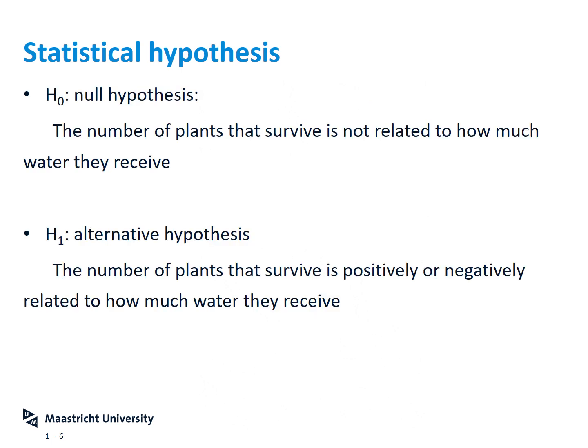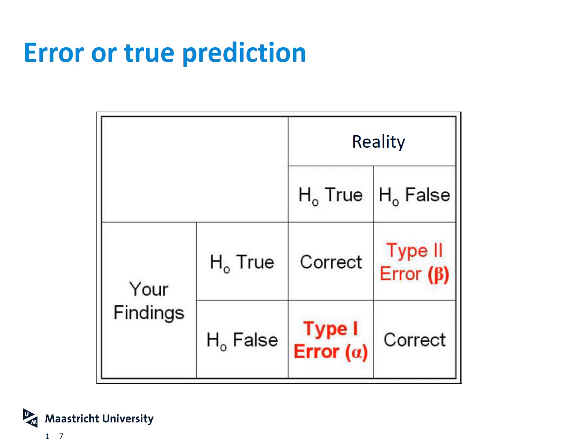Now, there are two possibilities. Either the null hypothesis holds and we say that the number of plants that survive is not related to how much water they receive, or we have an alternative hypothesis that states that the number of plants is correlated to the amount of water they receive, and that there is a negative or positive correlation, or maybe even an optimum.